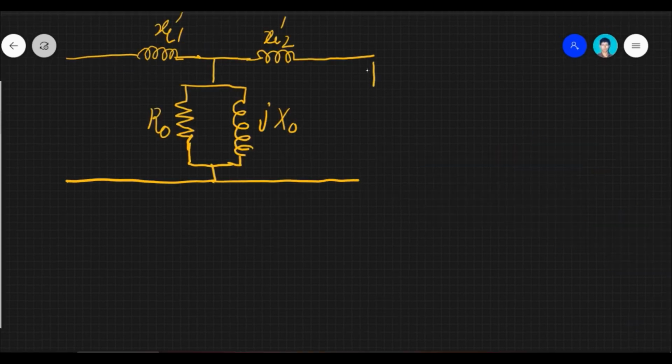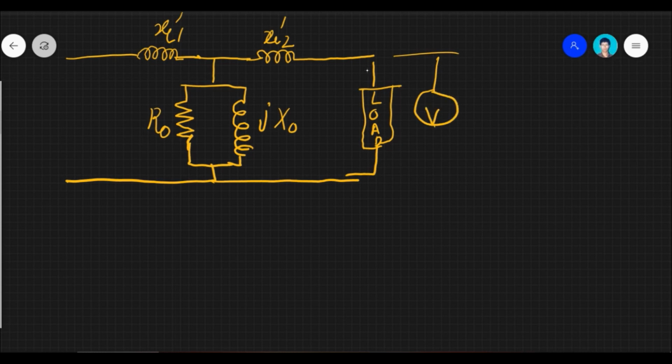So I have drawn this transformer once again for our better understanding and clarity. This is our load. Across this load, if we connect a voltmeter, the voltmeter gives us a reading V2, and if we insert one ammeter here in series, it will give us I2.